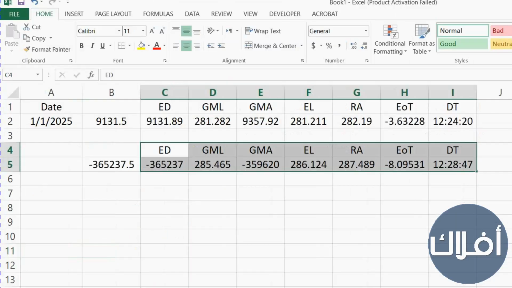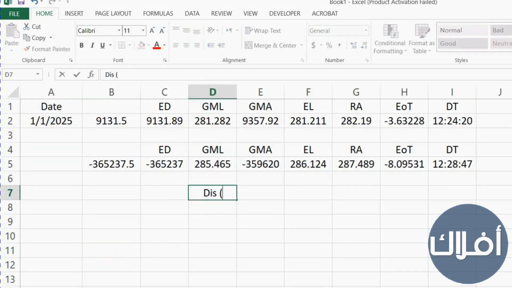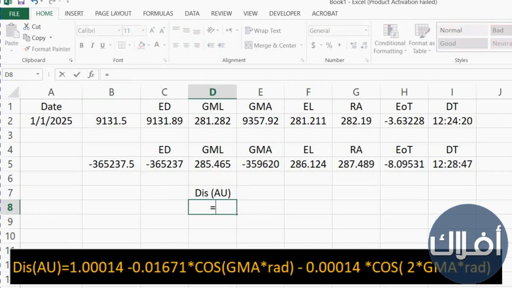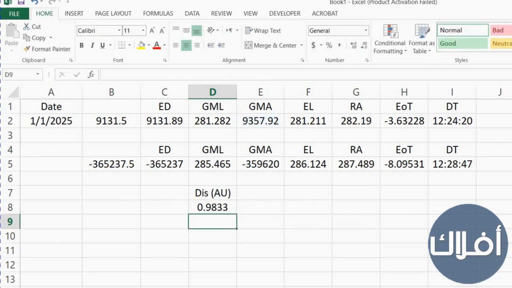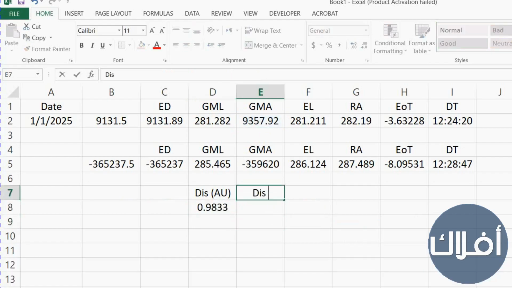As additional information, we can actually calculate the distance between the sun and the earth in astronomical units. The value is 1.00014 minus 0.01671, and this is the eccentricity of the earth orbit, multiplied by cosine GMA converted to radians, minus 0.00014 multiplied by cosine 2 multiplied by GMA converted to radians. And this is the distance in astronomical units.